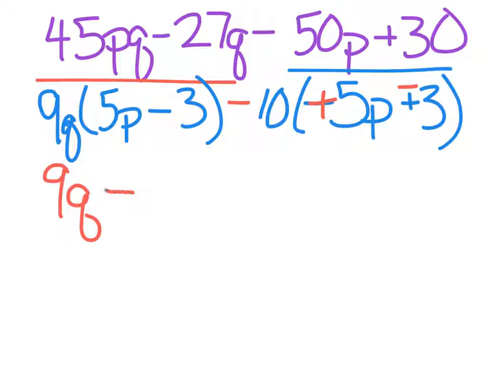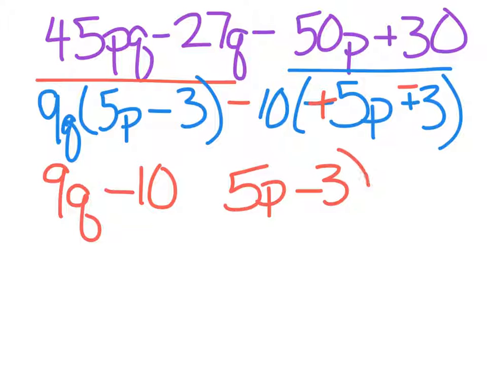So I should have 9q minus 10 times 5p minus 3. If you ever have ones where the parentheses after you factor do not match, then you just have to change the sign of one of them. It would have worked the other way too if I would have changed the sign of this. I would have had negative 9q plus 10 times 5p plus 3, and it all should work out exactly the same. And if you want, you can try it and see what happens.